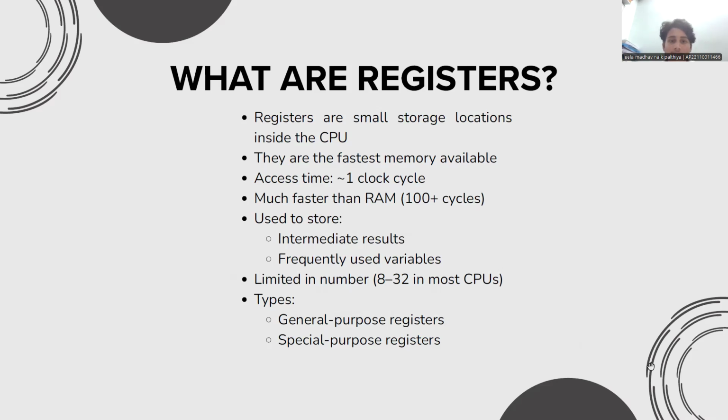Registers are small storage locations inside the CPU. They are faster memory with access time around 1 clock cycle. They are much faster than RAM. They store intermediate results and frequently used data, but they are limited in number, usually between 8 to 32 registers.